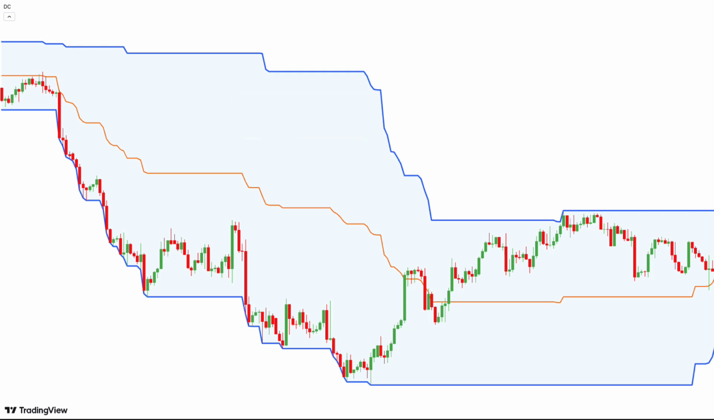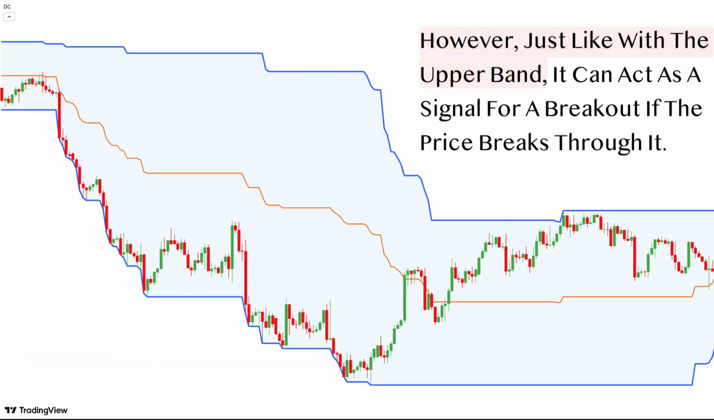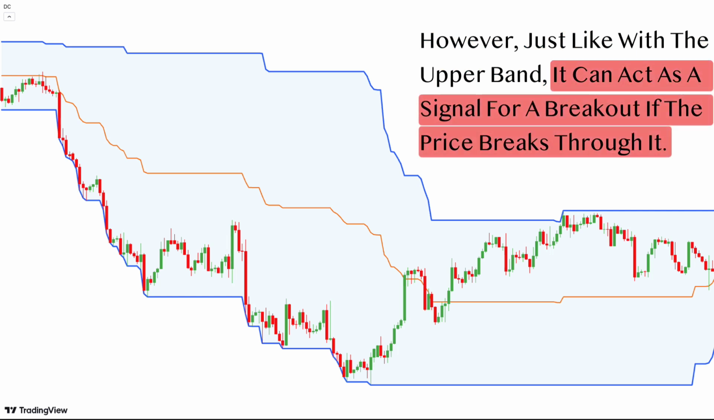The second line is the upper band, which is plotted above the middle line. The upper band can serve as a resistance level. However, it can also indicate potential breakouts if the price breaks through it. Conversely, the third line is the lower band plotted below the middle line. The lower band acts as a support level. However, just like with the upper band, it can act as a signal for a breakout if the price breaks through it.